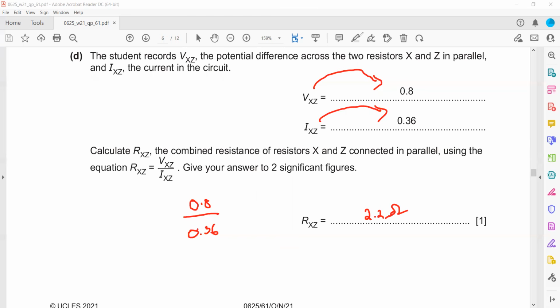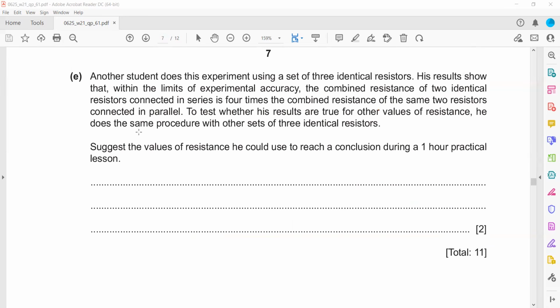Then the last part. Another student does this experiment using a set of 3 identical resistors. His result shows that, within the limit of experimental accuracy, the combined resistance of 2 identical resistors connected in series is 4 times the combined resistance of the same 2 resistors in parallel. To test whether his results are true for other values, he does the same procedure with another set of 3 identical resistors. Suggest a value of resistance he could use to reach the conclusion.